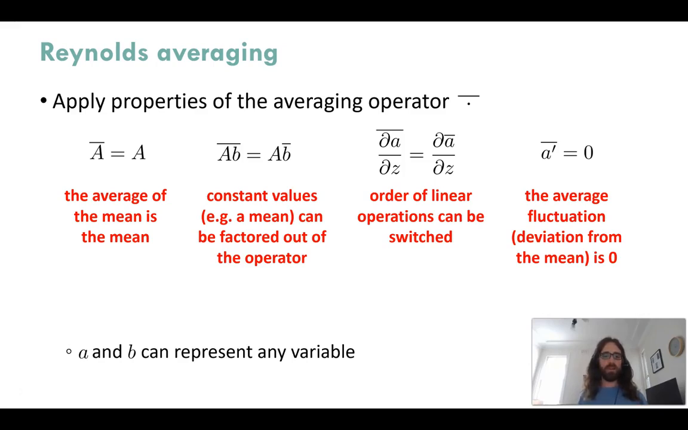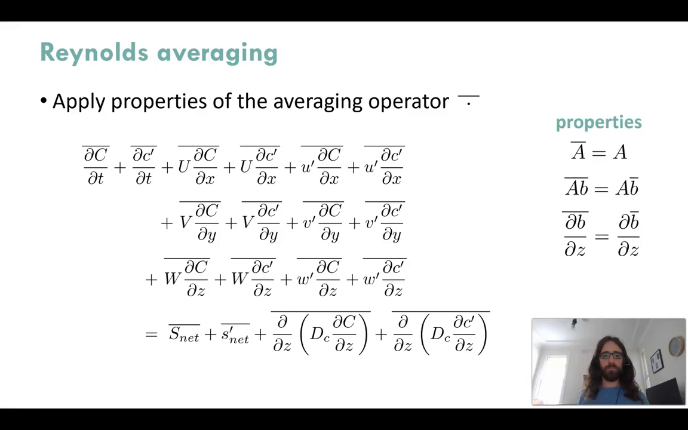And just to note here, A and B can represent any variable. So B can actually be the same as A. I'm just indicating that it can also be a separate variable. So you can have, for instance, concentration for A and velocity for B, or you can have concentration for both.